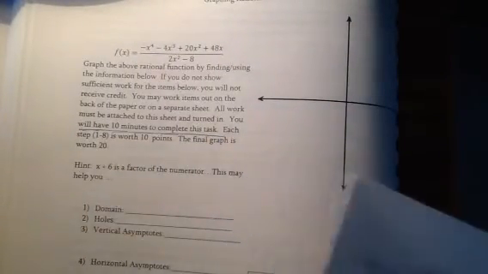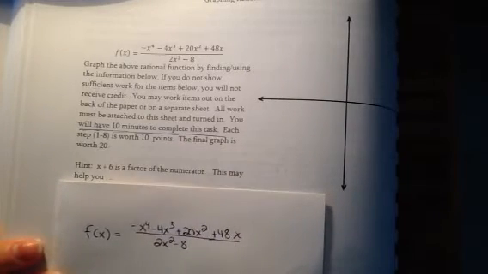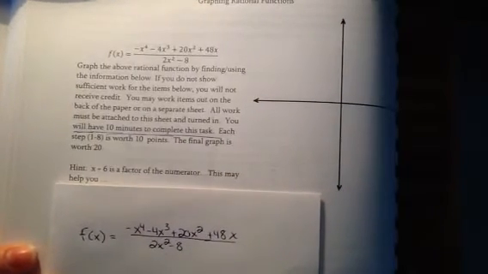Steps 1 through 8 are worth 10 points each. The final graph is worth 20. And then there's a hint: x plus 6 is a factor of the numerator. This will help you.